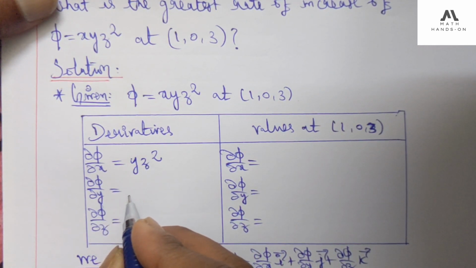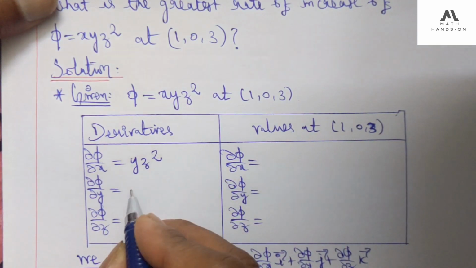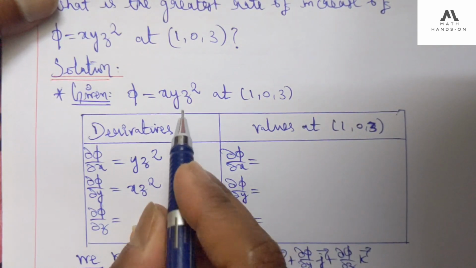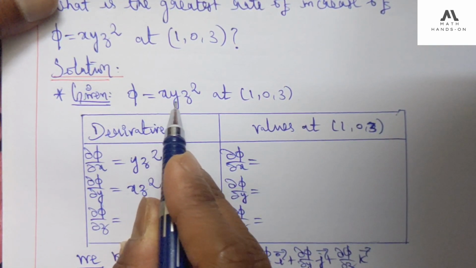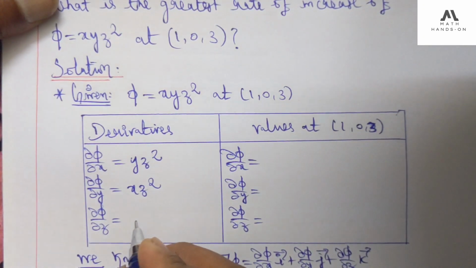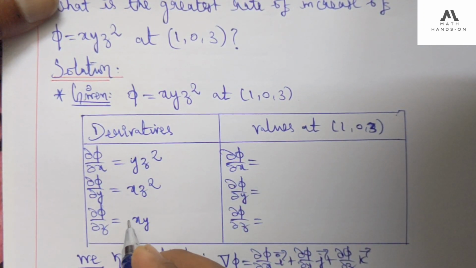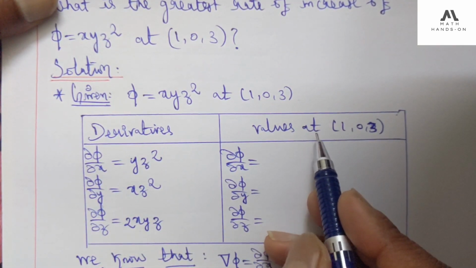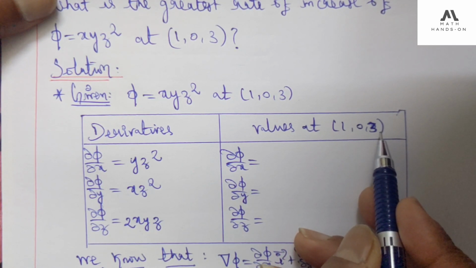With respect to y differentiation, x and z square are constants. Here we will get xz square. For dou phi by dou z, with respect to z differentiation, treat x and y as constants. Okay, xy, and z square differentiation is 2z, so 2xyz. Now substitute the values at x equal to 1, y equal to 0, z equal to 3.